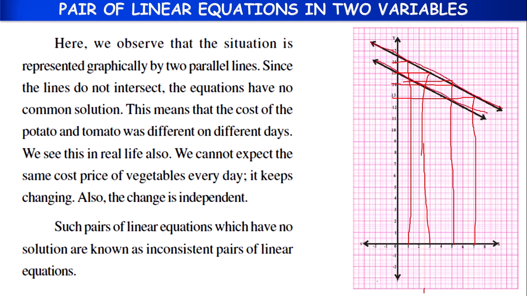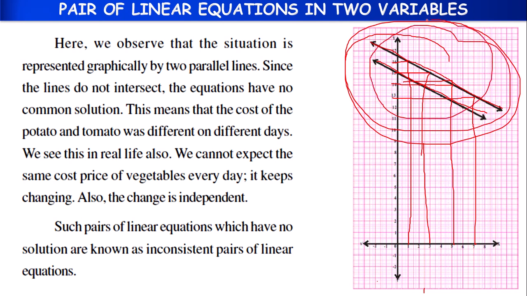These two lines are not intersecting with each other. They are parallel, which means they don't have any solution. These are considered an inconsistent pair of linear equations. They will be parallel and will not have any solution.